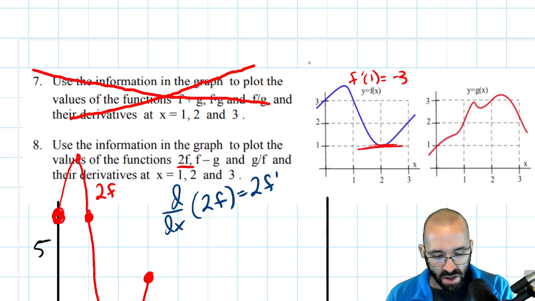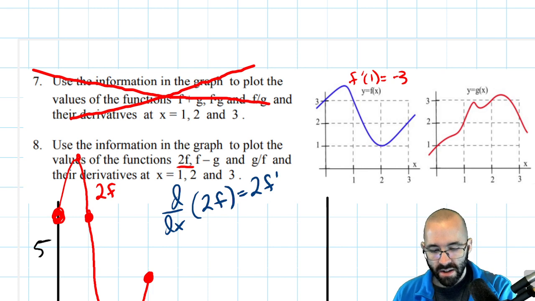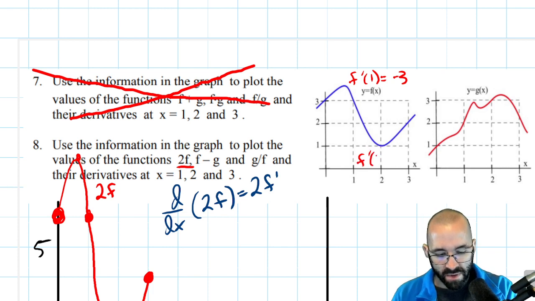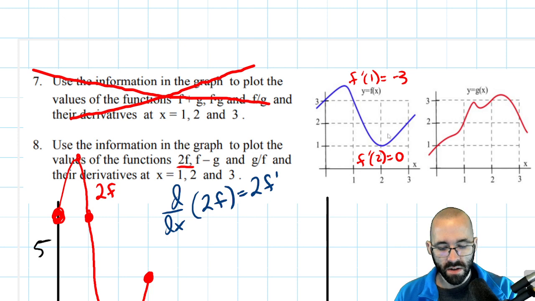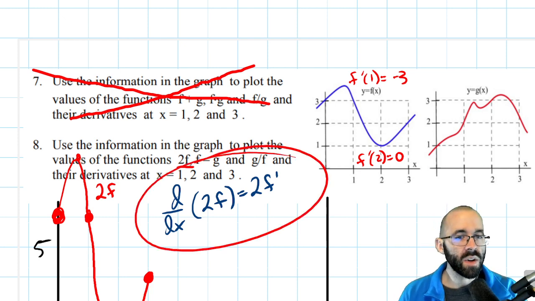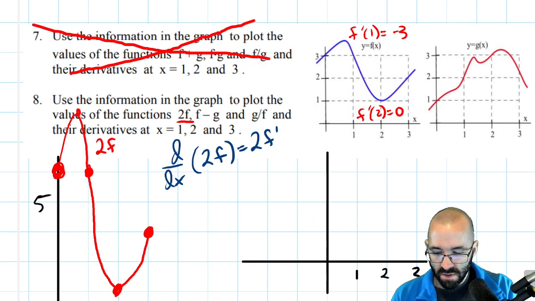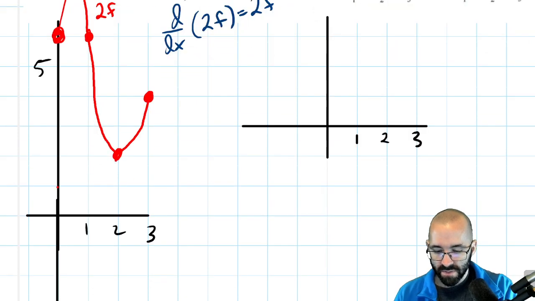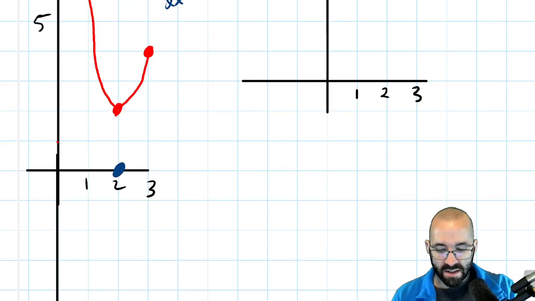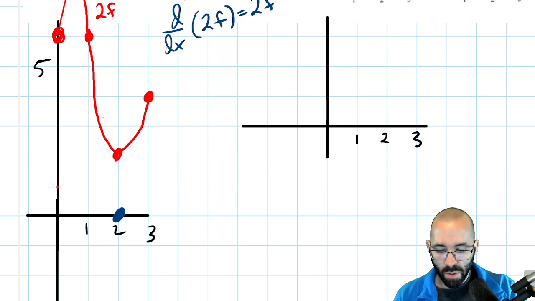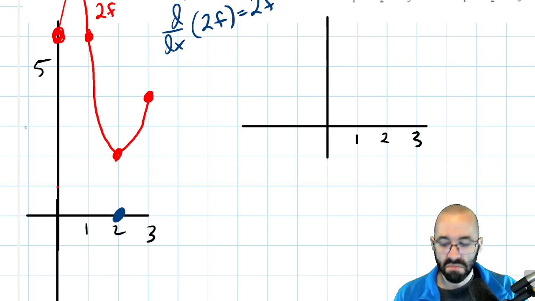So at 2, we have a horizontal tangent line. F prime at 2 is 0. So what's the slope of 2f? Double that. Double 0 is 0. So at 2, the slope is 0. Is that consistent with what we think? Is the slope of 2f, which is this red graph, 0? Yeah, looks like it.